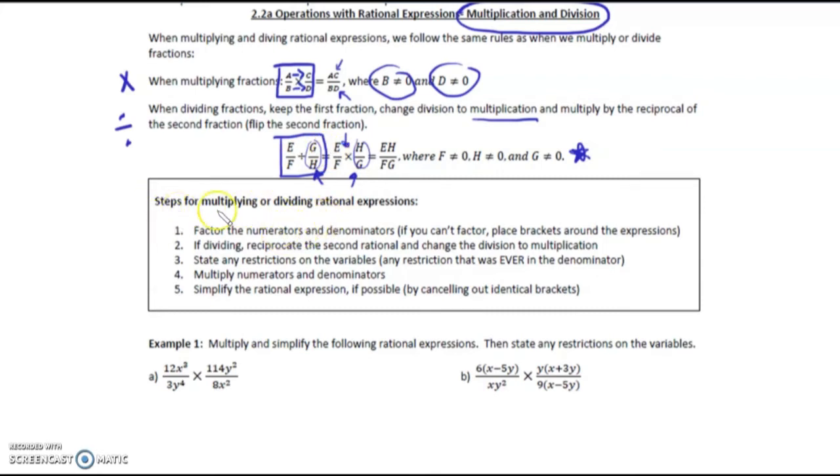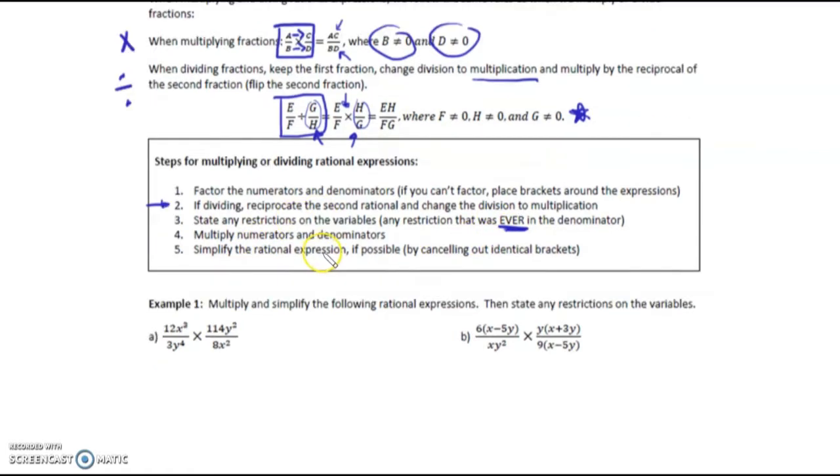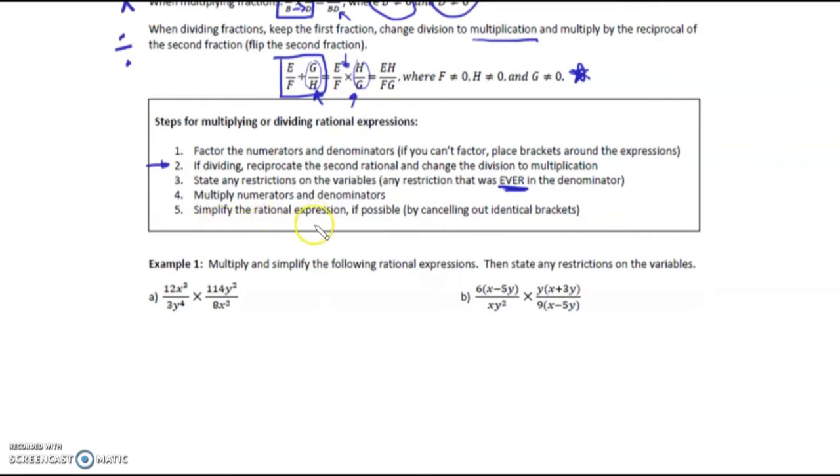Okay, so here we go. Steps for multiplying or dividing rational expressions. So first, factor everything, numerators, denominators, okay? And if you can't factor it, what I do is I put brackets around the expression, and you'll see why. And then if we're dividing, reciprocate the second rational and change the division to multiplication. Okay, that's only if you're dividing. If not, just skip to the third step, state any restrictions. If it was ever in the denominator, it's going to be a restriction. And then multiply the numerators, multiply the denominators, and then simplify by canceling out.